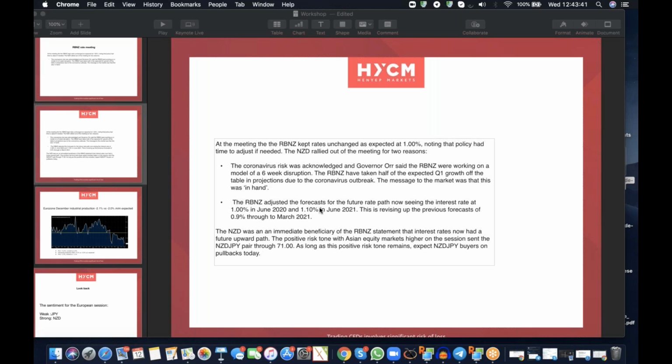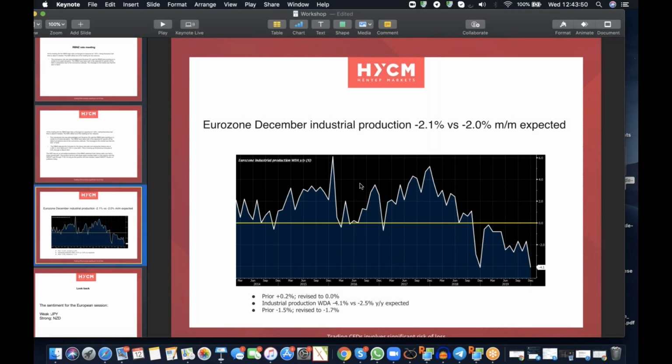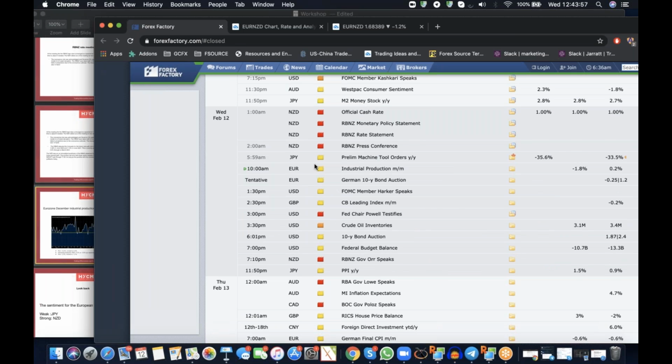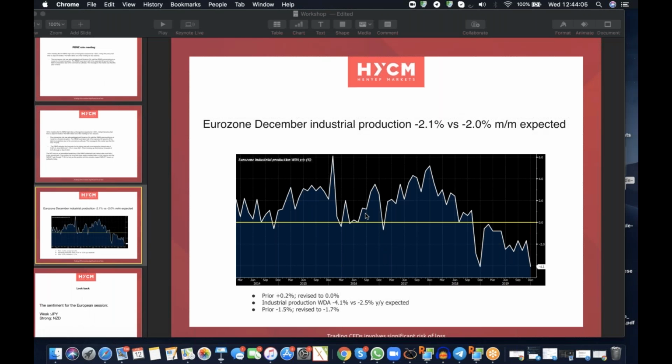So now we have our sentiment. We have strong New Zealand dollar sentiment, right? So that's what we've had. We also had some data out this morning. Let's just go back to the Forex Factory. We had some industrial production data out for the euro. Now, the euro is being sold off quite heavily. There's a lot of hedge funds. Oh, hang on, I'm just going to look at a question.